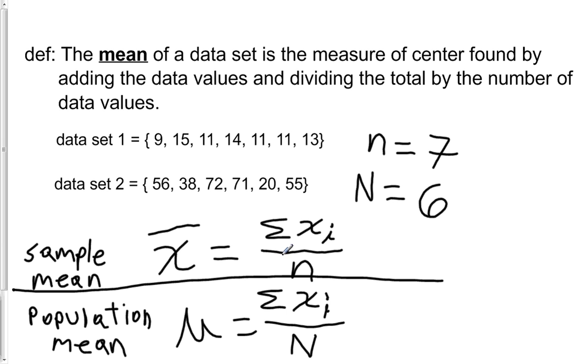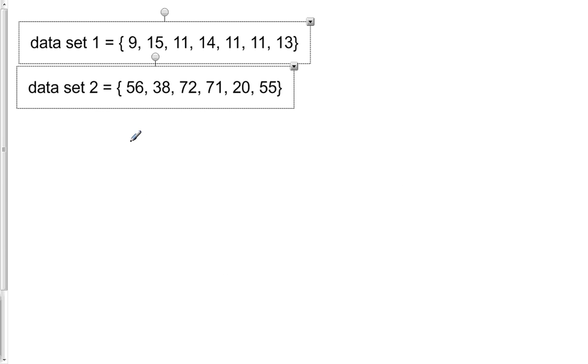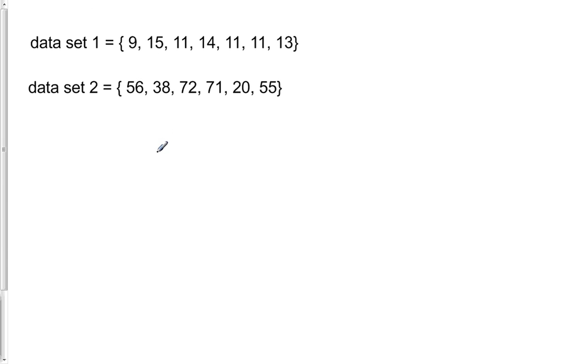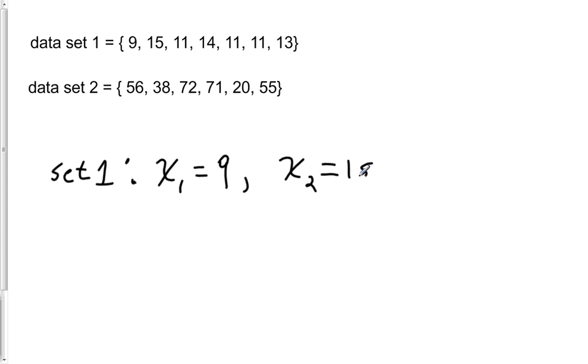All right. So let's go ahead and actually calculate the mean for these two samples. For data set 1, in order to calculate the mean, I'm going to take all the values, the xi. For data set 1, we see that x1 is equal to 9, and x2, the second data value, is equal to 15. Then we have x3 is equal to 11.